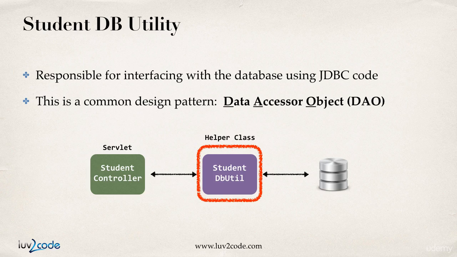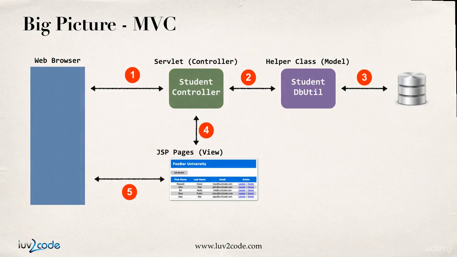Now, a little bit more about this student database utility. Its main purpose is for interfacing with the database using JDBC code. So this is actually a very common design pattern. It's called the Data Access Object Design Pattern, or DAO. So if you join a new project team or a new enterprise project at your company or job, you're going to hear other developers say DAO. It's a very common design pattern. It's pretty much used by all of the major Java development teams and Java development shops. And basically it just isolates the JDBC code to one class or a collection of classes for you to use in your actual project. And we'll build this out from scratch.